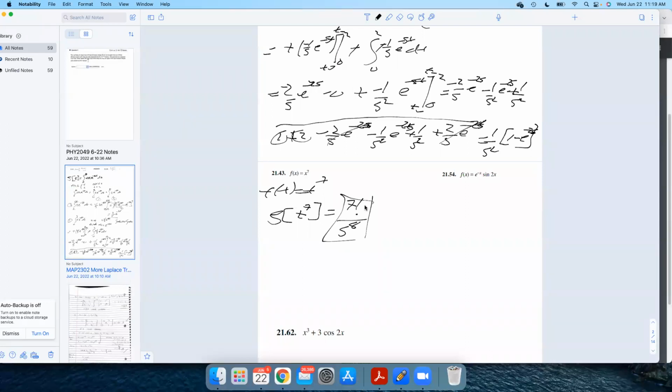Remember, with Laplace transforms, you're changing from the time domain to the frequency domain. We're changing from t to s. On one side, we have all t's or x's, as the case may be. On the other, we have all s's. So here, I'll write this guy in terms of t.